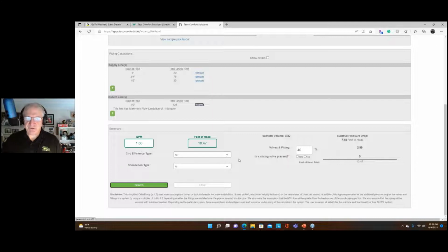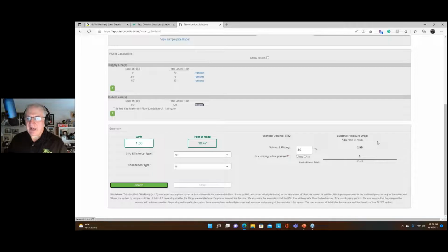If we go over to the right-hand side, we see the total volume of water in that pipe, 3.32 gallons. And we see the pressure drop at 1.6 gallons a minute is a total of just a little under 7.5 feet of head.